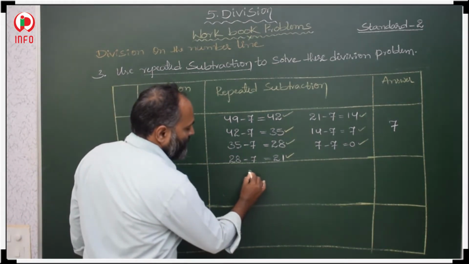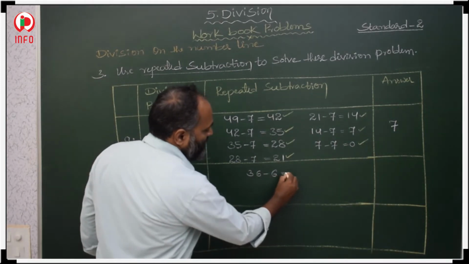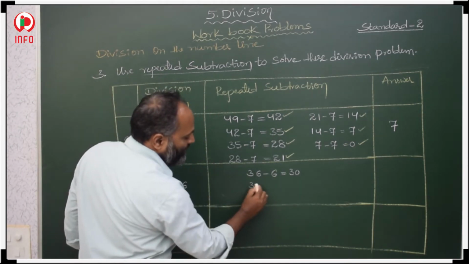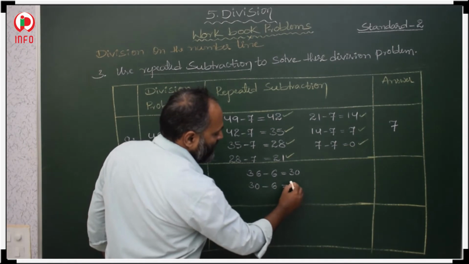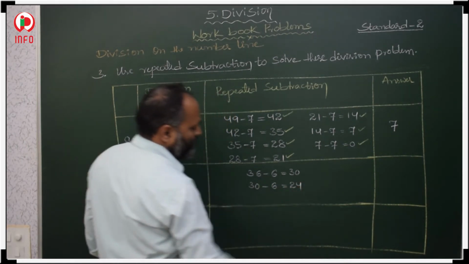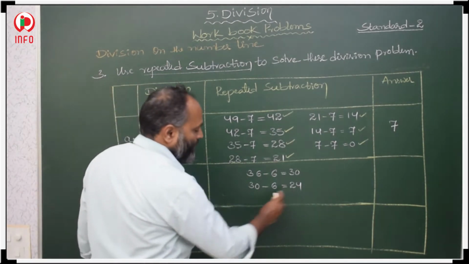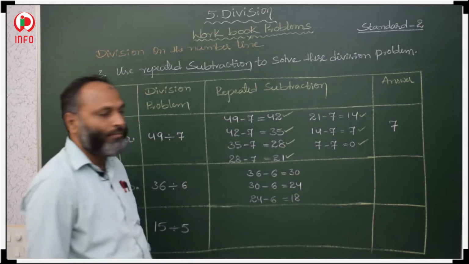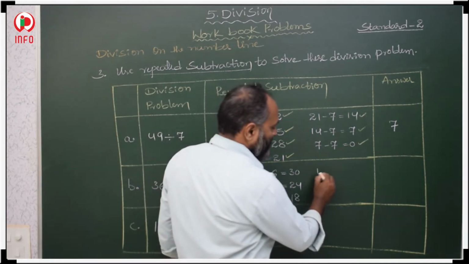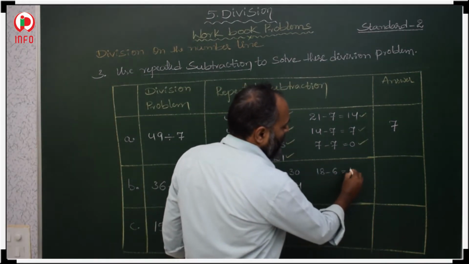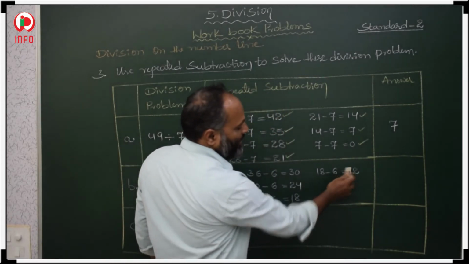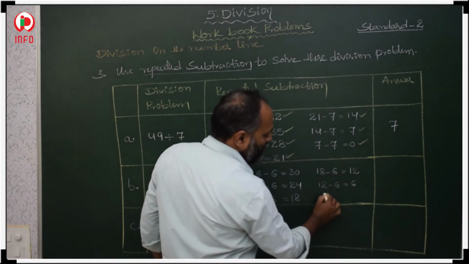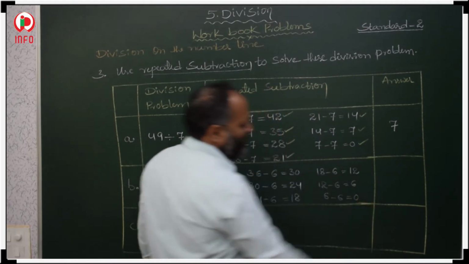It means first we have to take 36 minus 6. 36 minus 6 is 30. What is the difference here? 30. So, again the difference minus 6 is 24. Then what is the difference here? 24. Again you take the difference. 24 minus 6 is 18. Then what is the difference? 18. Difference minus 6 is again 12. Again what is the difference here? 12. 12 minus 6 is 6. What is the difference here? 6. 6 minus 6 is 0.